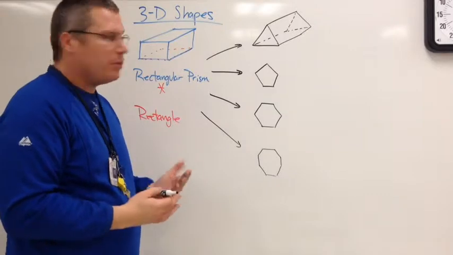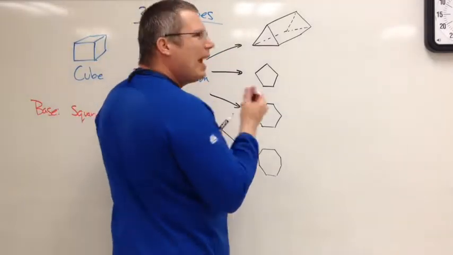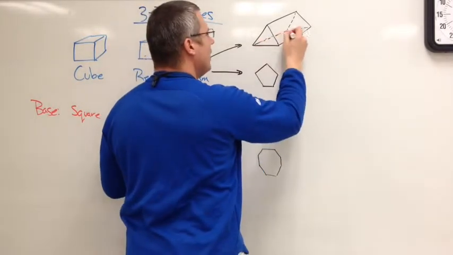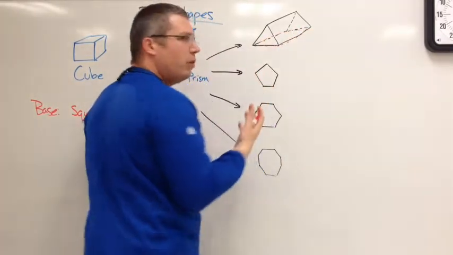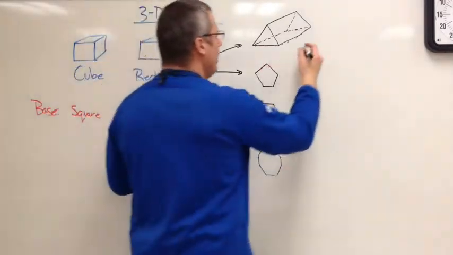Think about what the base would be. Well, what's it sitting on? Again, you would have to look at how the picture is, but if it's sitting like this, ask yourself, what shape is that? Well, it's not the triangular side that it's sitting on. It's actually a rectangle.